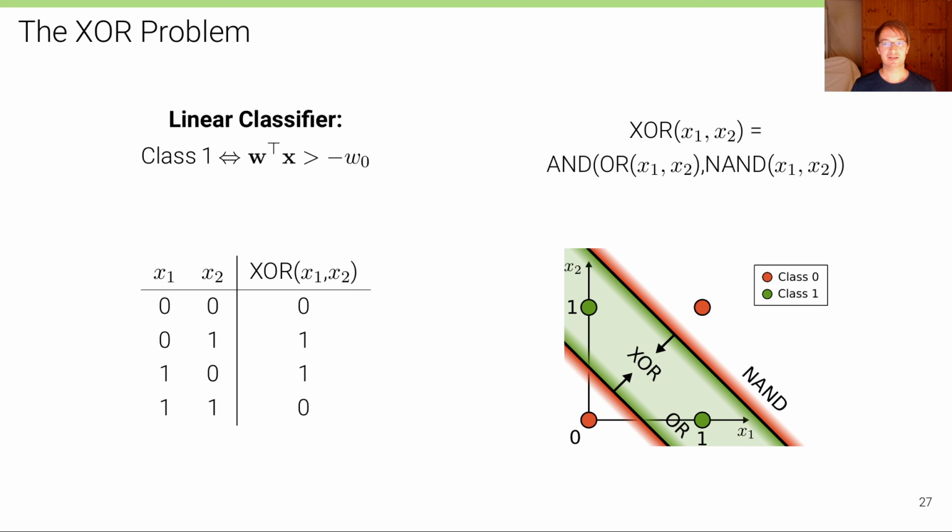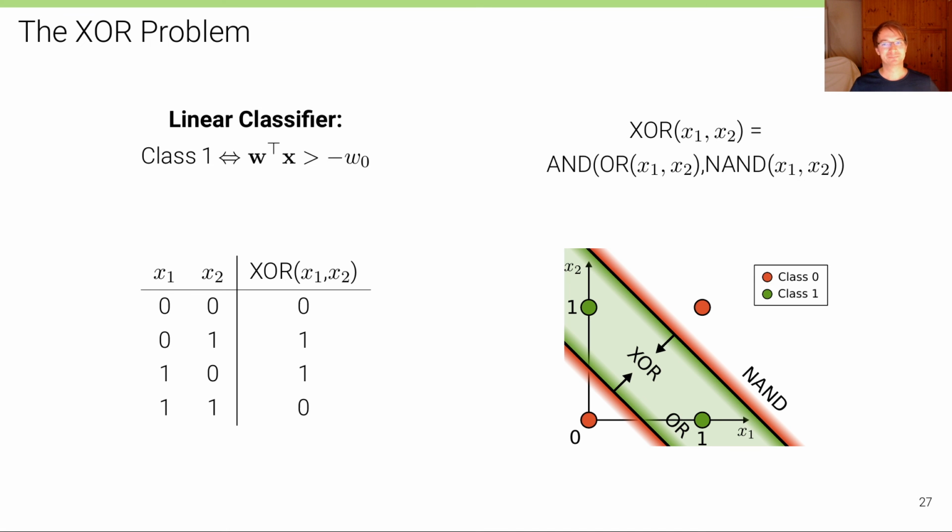So this is how I can now express the XOR operation using the 3 operations that we've seen before, the AND operation, the OR operation, and the NAND operation. By first calculating the OR operator of x1 and x2, then the NAND operator of x1 and x2, and then combining these two with the AND operation.